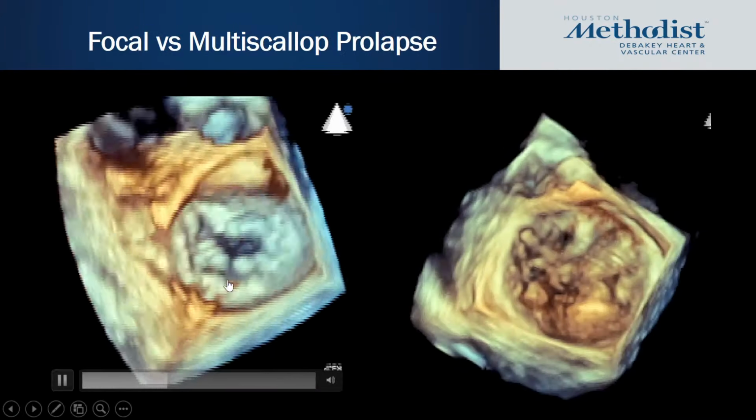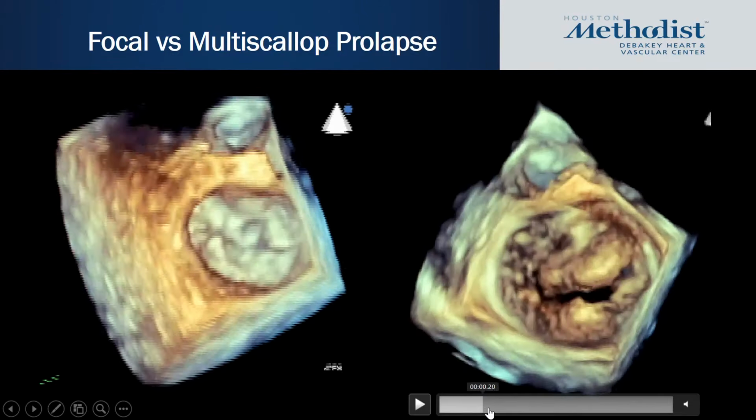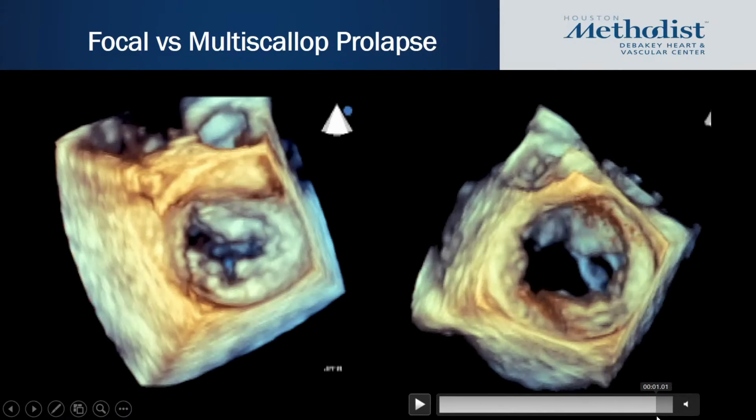This is an example of a focal prolapse at P2. In contrast, this is an example of a Barlow's disease where you have multi-scallop prolapse, and these patients are more challenging to treat with edge-to-edge repair.